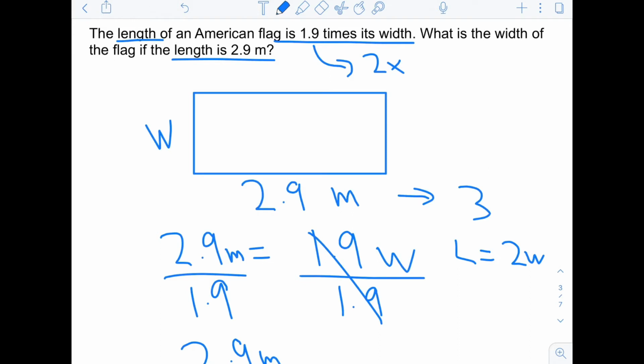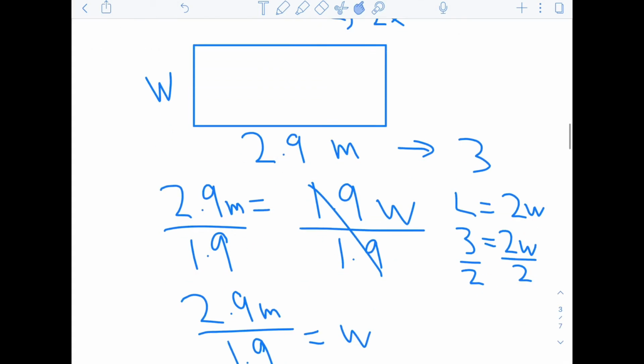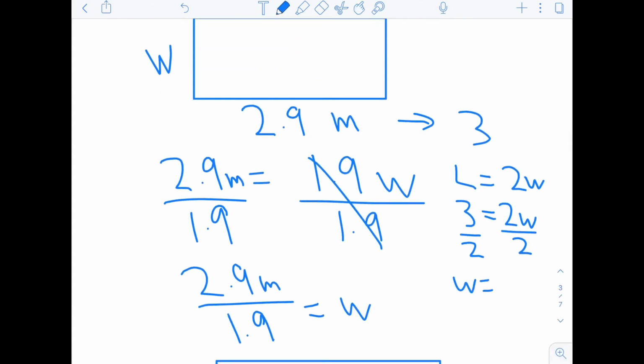And we know L is approximately 3. So if you divide by 2, you'll get that W is 3/2, which is 1.5. So our answer makes sense.